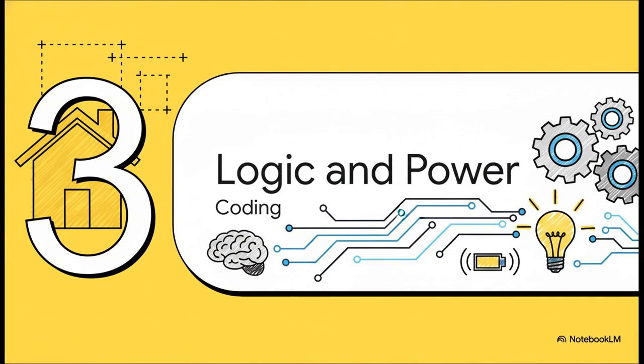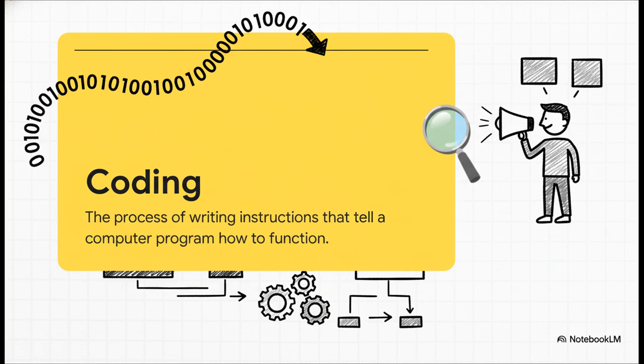So, we have a look and we have a home. But right now, it's basically just a pretty empty building. To make it truly useful, we need to add the brains. We have to give it the power to actually do stuff. This is where we get into coding. And hey, don't let that word scare you. At its heart, coding is just writing really clear instructions that tell a computer what to do. That's it. You're the director, and the code is your crew, following every single command you give it.